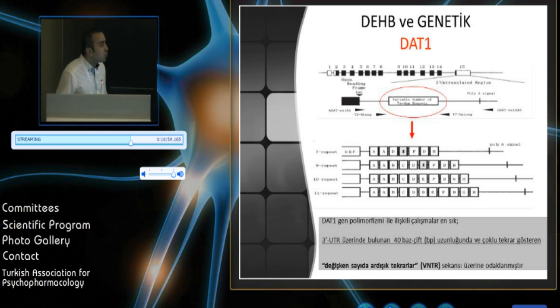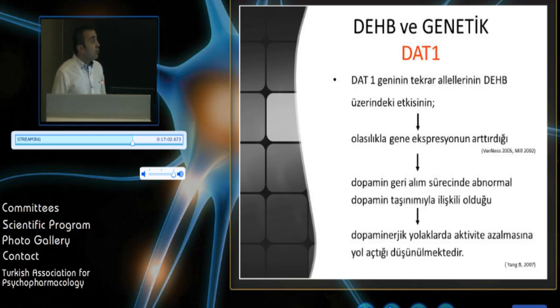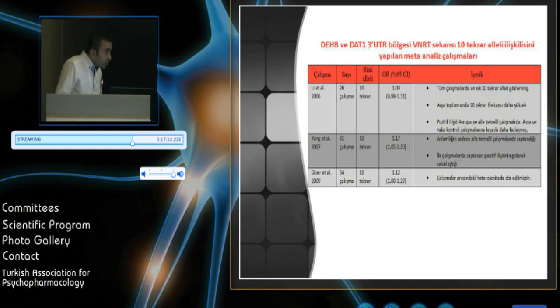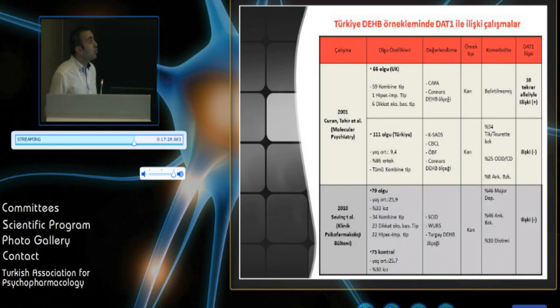We see that multiple repetitions are seen in certain areas, and these are the sites which are mainly focused on. Gene expression is expressed by those. The dopamine reuptake process has something to do with the dopaminergic pathway activity decreasing. What does the meta-analysis say about DAT1? We see that the rate is very low. The positive relationship found in the first series of trials is losing its significance, and heterogeneity is also going down.